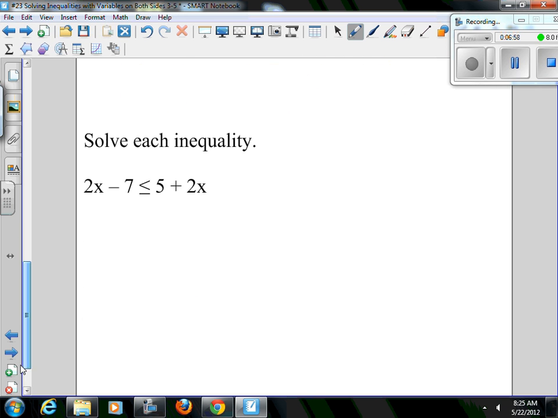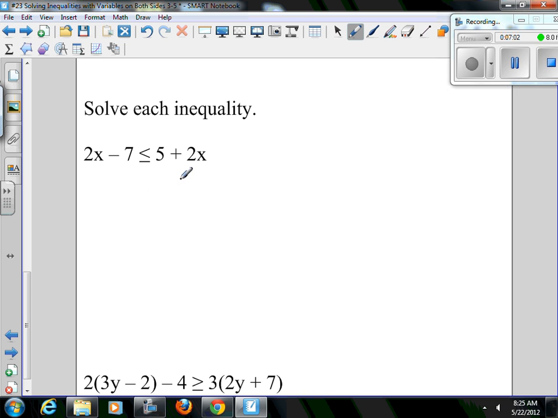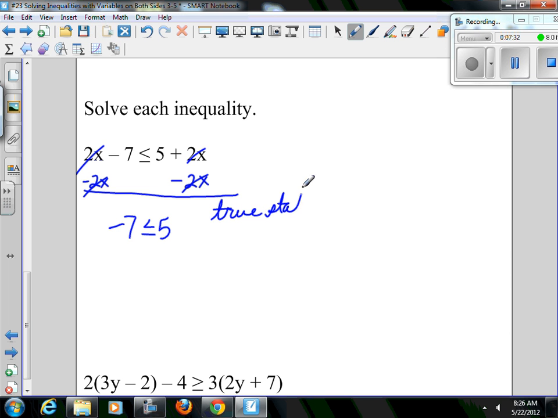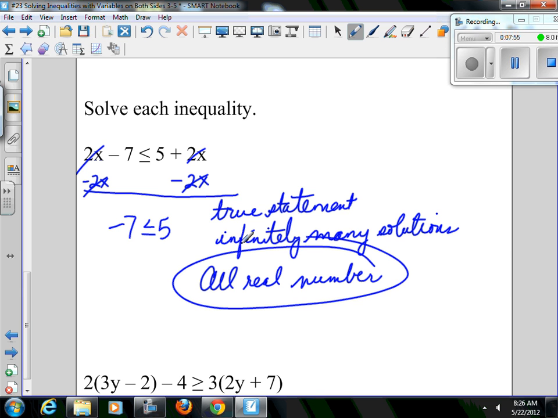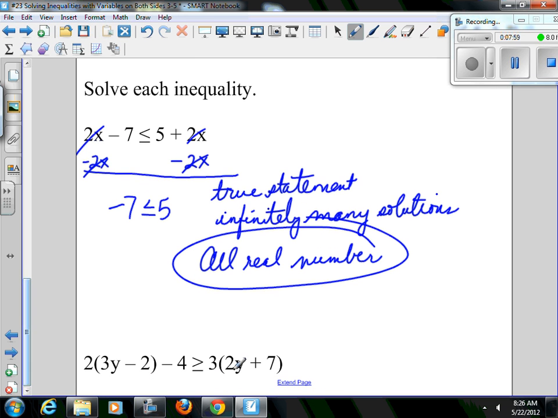Excuse me. Let's solve each inequality here. We want to get all of the x's on the same side or on the left, so let's subtract 2x from each side. So the 2x's cancel, and lo and behold, they cancel on the right as well. So I have negative 7 is less than or equal to 5. Now, remember we had some situations like this with solving equations? If you get a true statement, that means that there are infinitely many solutions. And technically, those solutions are all real numbers. It doesn't matter what you put in for x, the inequality will work out.